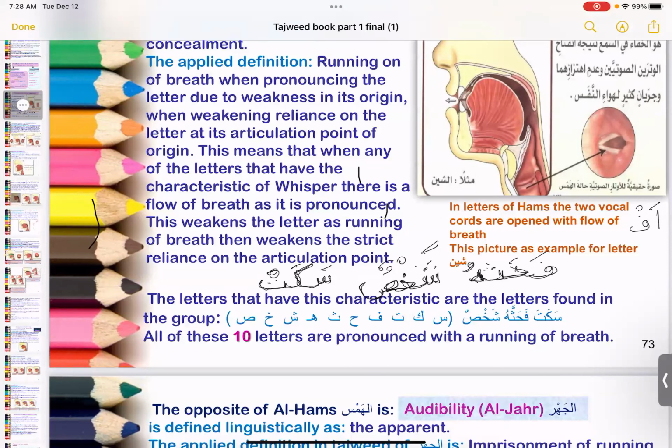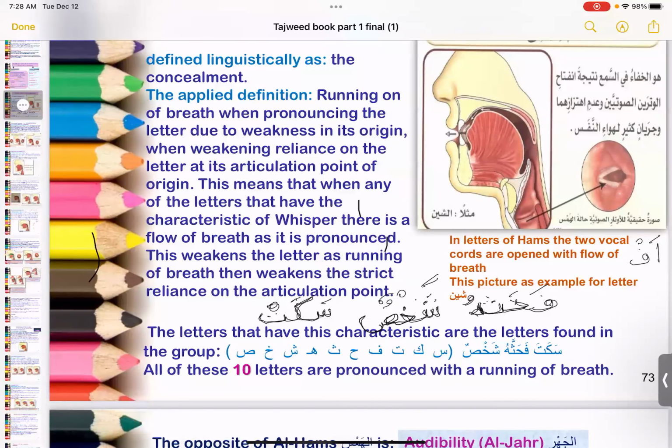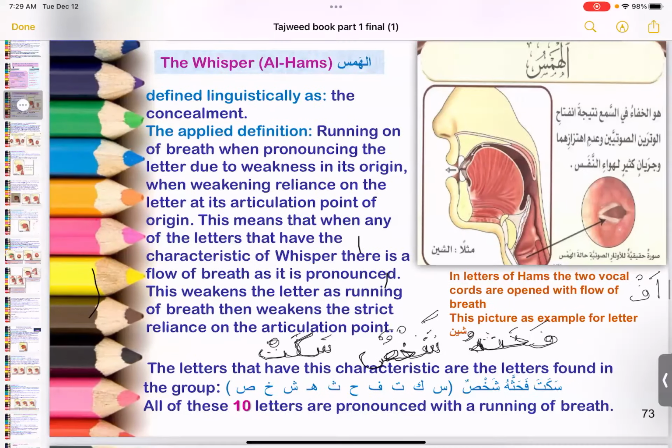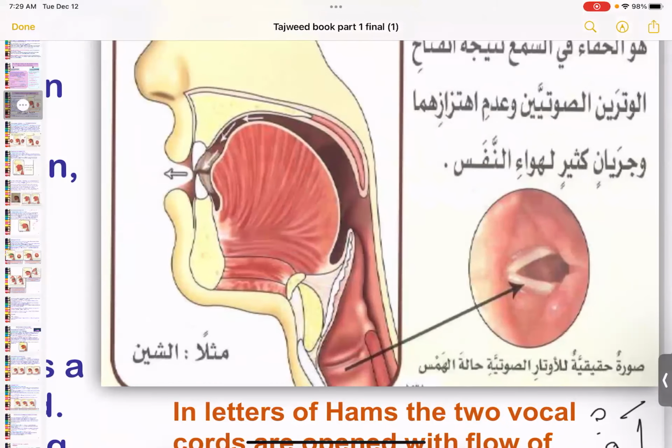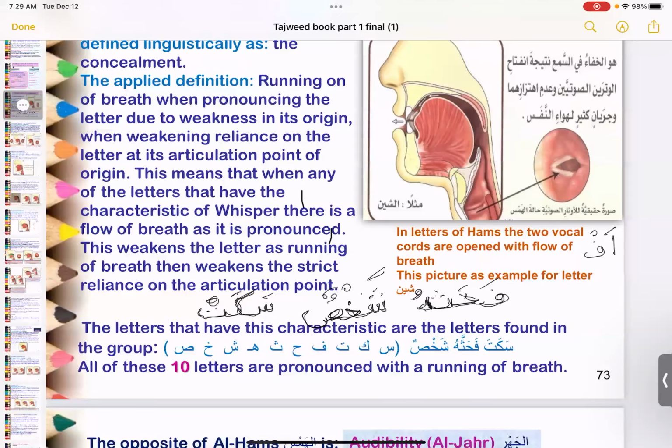Another thing you have to keep in mind is that your vocal cords are open. So in Hams, what's happening? The vocal cords are open and there is a flow of breath. Look at the picture on the right to understand. You can see the vocal cords here, they are open and there is flow of air. These are the letters of Hams.